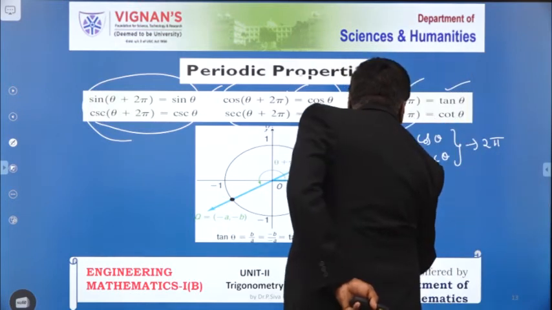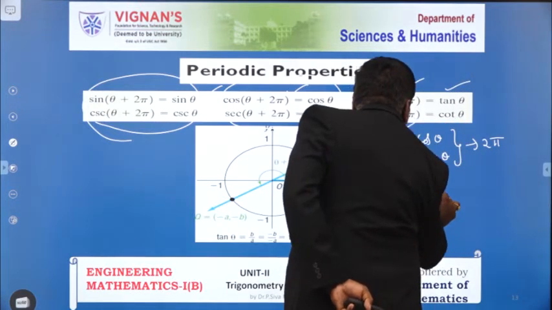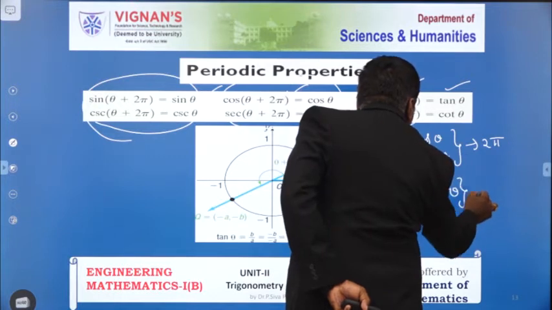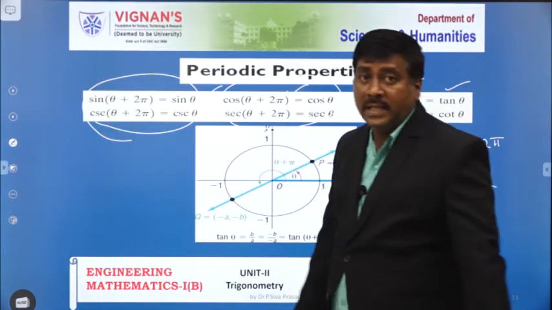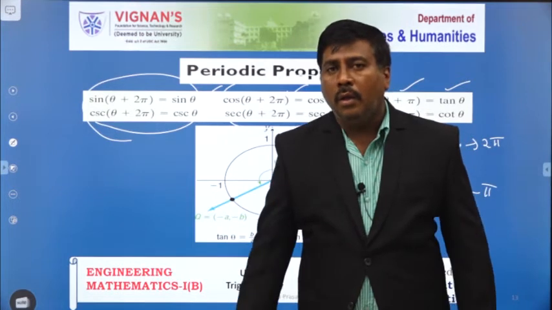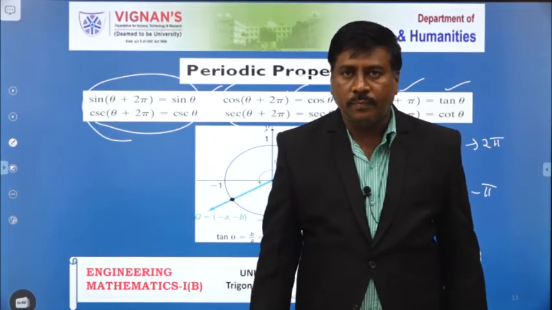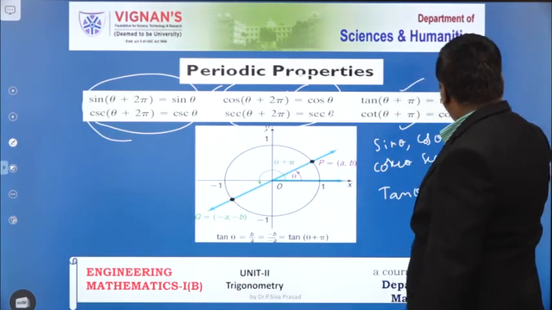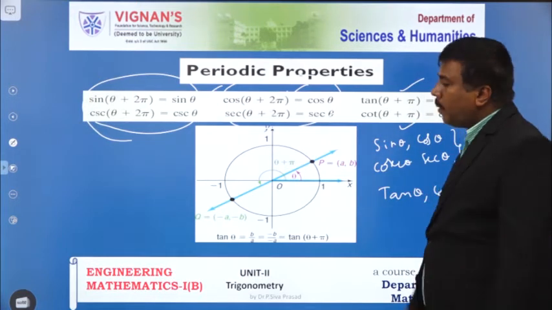Whereas the tangent and the reciprocal of the tangent have the periodicity pi. Please all of you keep this in your mind. These are very, very important from the GATE examination point of view also. Okay, so please keep this in mind. These are asked for 1 mark.